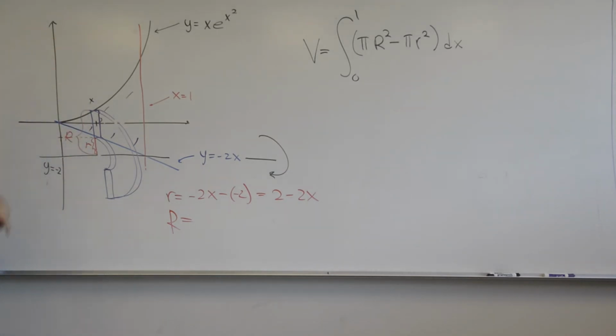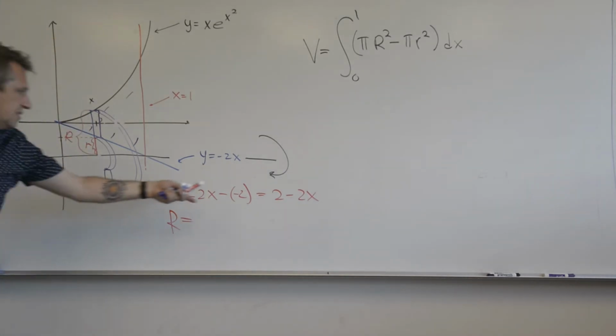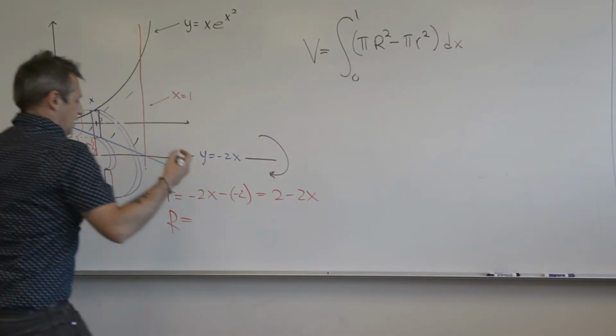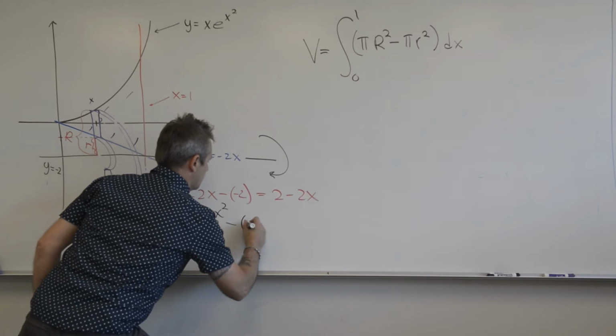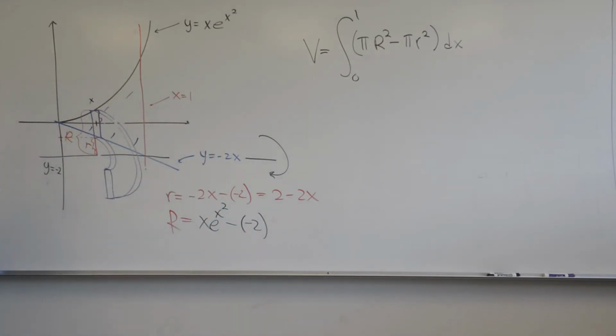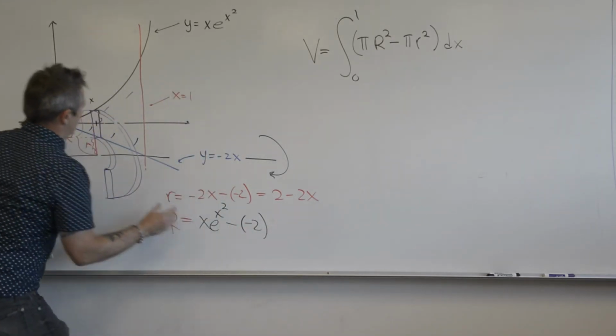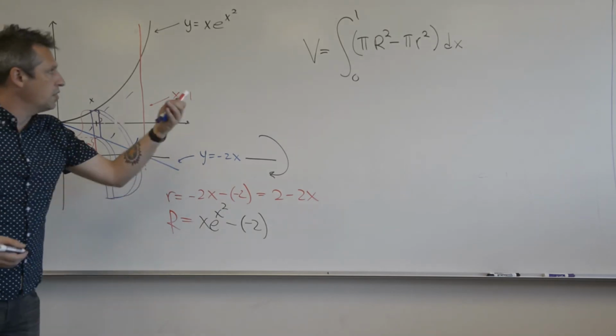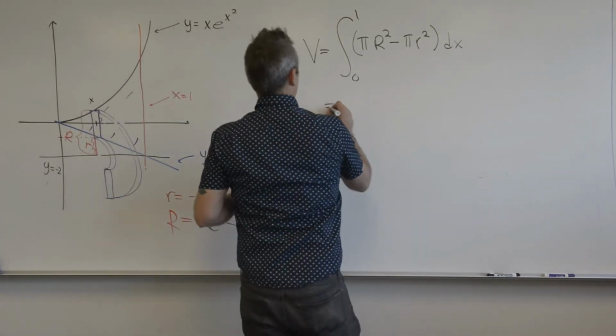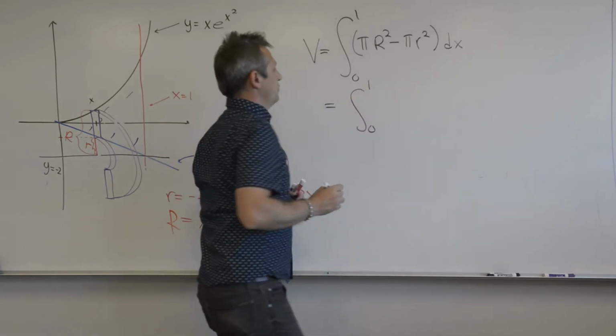So in this case, you could also subtract it. It's the same that I did from before. I'll in fact do it that way. So it's going to be x e to the x squared minus negative 2. Note that that actually ends up being x e to the x squared, this distance, plus 2, that distance. That's your capital R. So we throw these up into the volume formula, volume integral from 0 to 1.